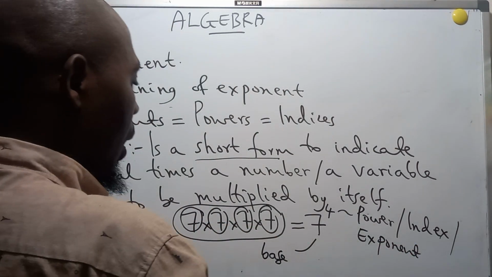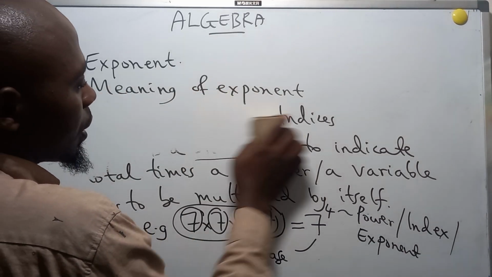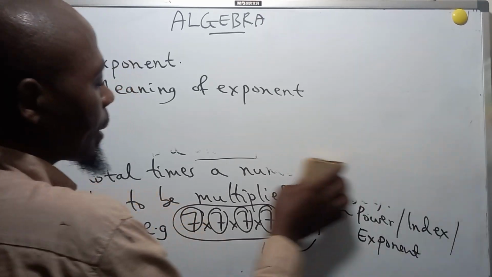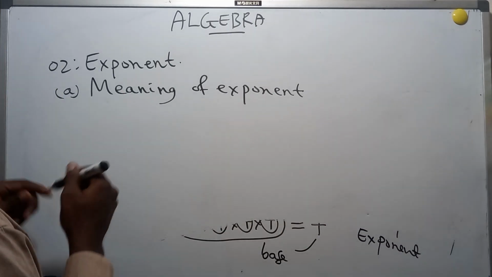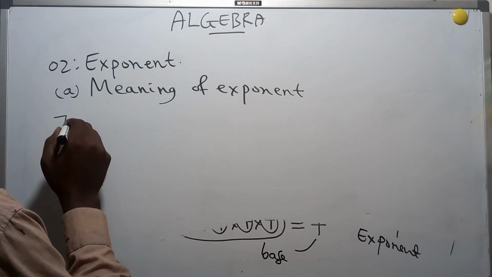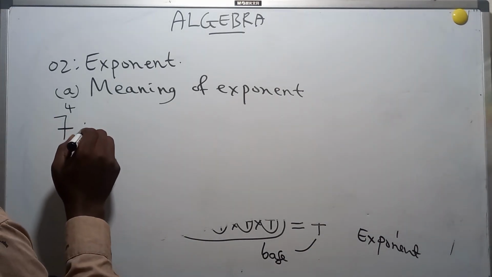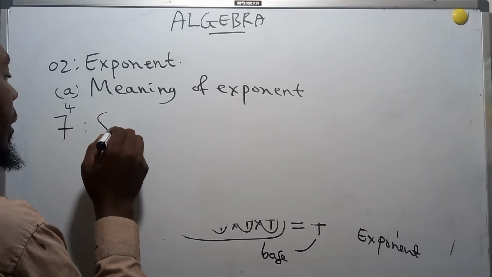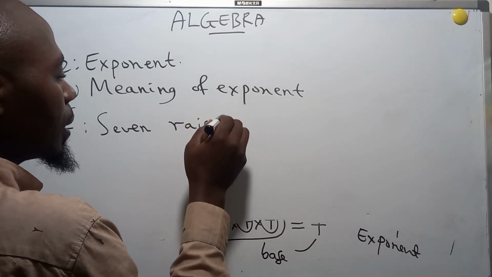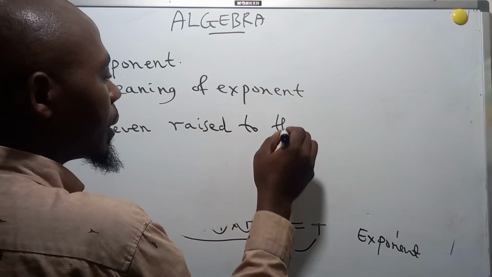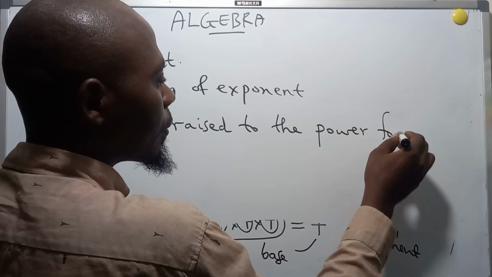So, how to read this short form? The short form 7 with 4 at the top, I can read this as 7 raised to the power 4.